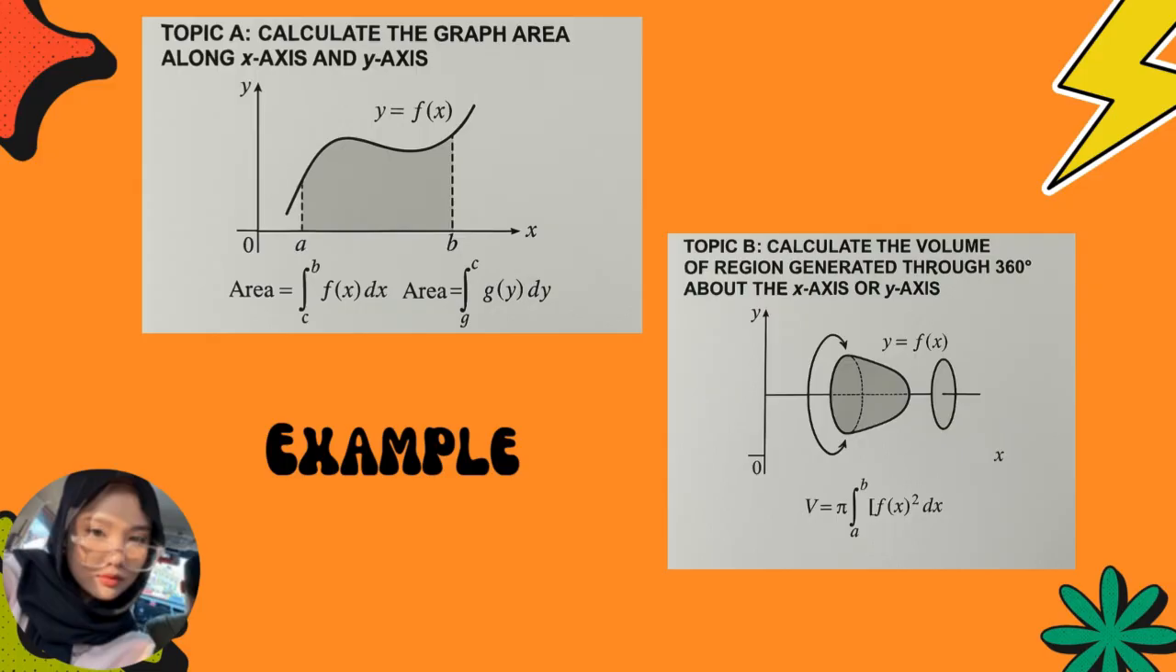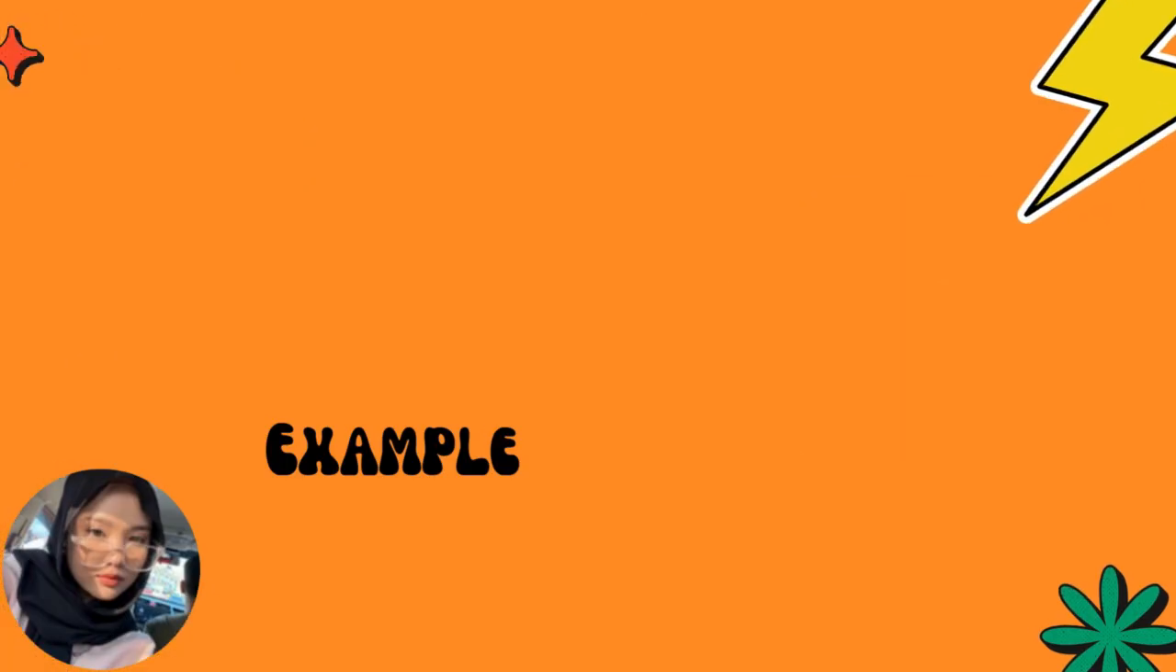Now, on the right, we move on to topic B, which involves volume when we rotate the region under the curve. This method gives us the volume of the solid formed by revolving the region around the axis.